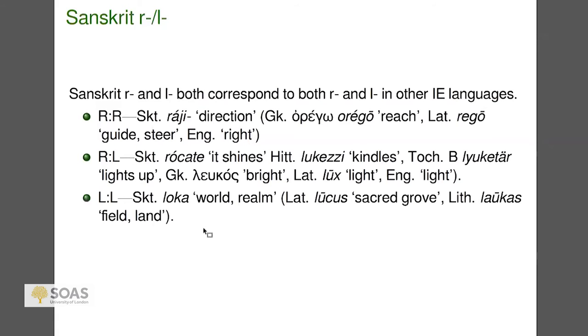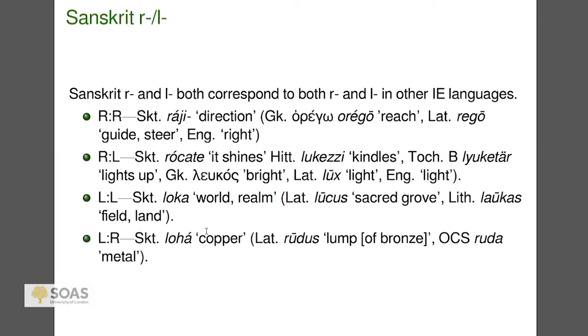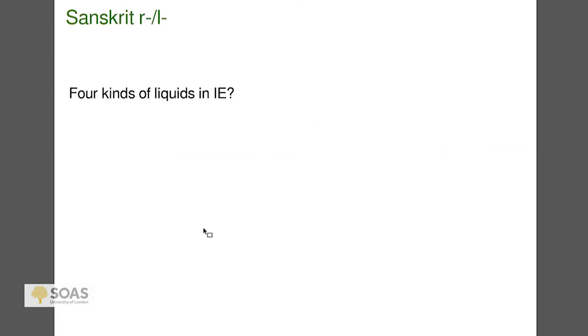Then we also have L and L, so loka, world in Sanskrit, corresponding to lucus, sacred grove, for example, in Latin. And then we also have L and R. So something like loha, copper, in Sanskrit, corresponding to rudus, lump of bronze, in Latin. So again, according to the textbook version of the comparative method, we would have to set up a different proto segment for each of these in Indo-European. So the R-R one would clearly be an R, and the L-L one would clearly be an L, but then what about the R-L and the L-R? So four liquids in Indo-European? Well, no.